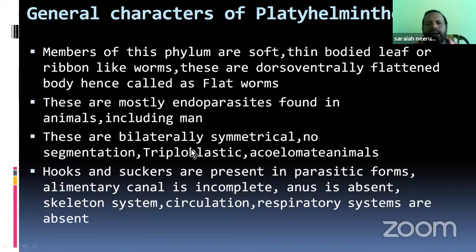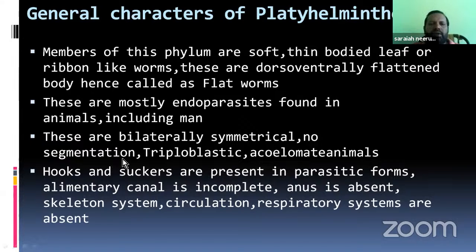These are bilaterally symmetrical. Bilateral means that only one plane passing through the central axis of the body divides the organism into two identical parts. Bi means two sides. So bilateral symmetry is present in the phylum Platyhelminthes.